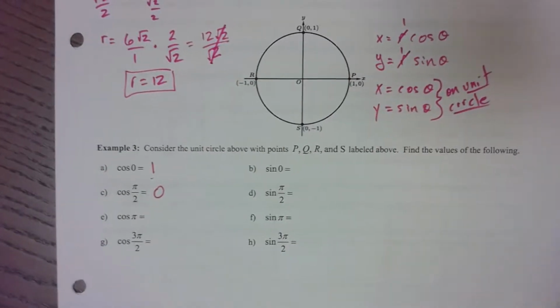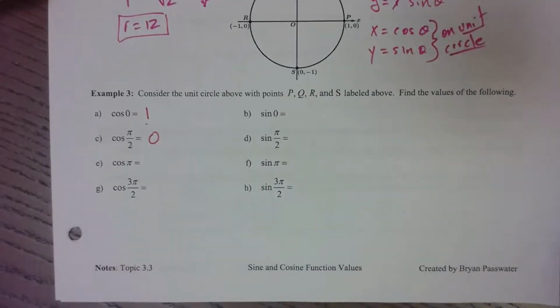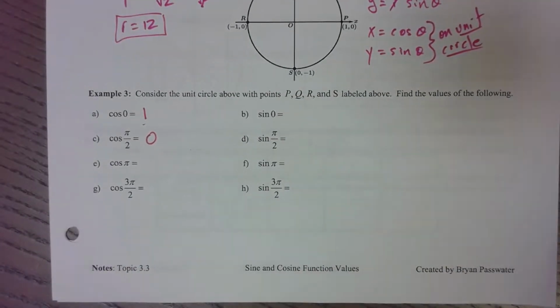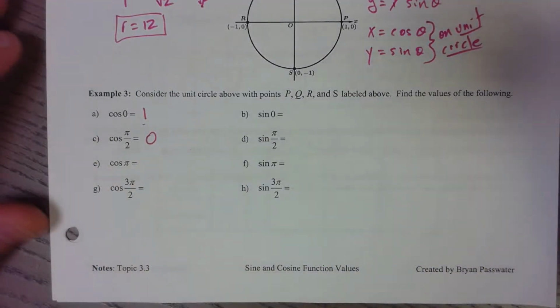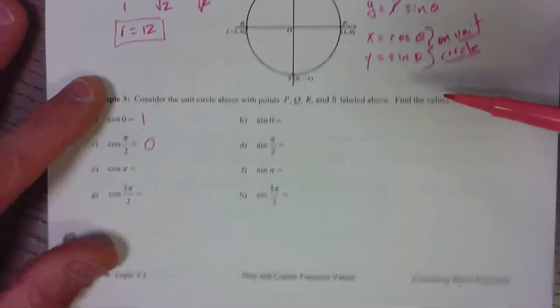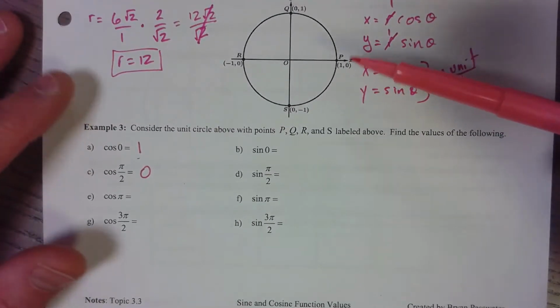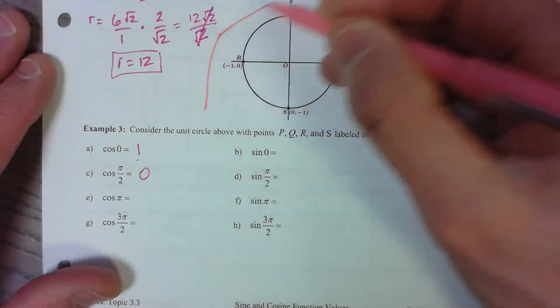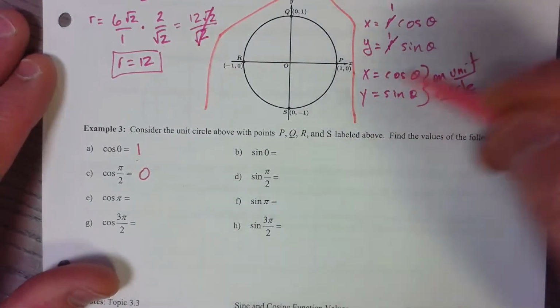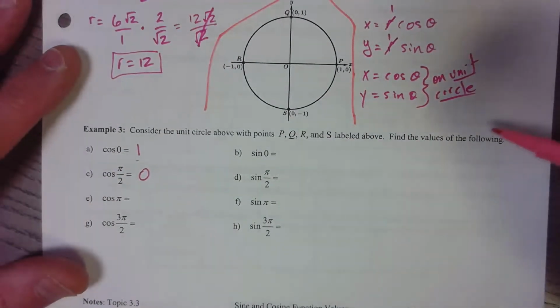So I'm just going to spend some time working on Brian Passwater's 3.3 curriculum. This is the second half of it. Yesterday we did the first part. In this particular case, we're going to start out with considering the unit circle labeled above. So just try to discount all the stuff outside of here. That purple stuff is from the other problem we did yesterday.